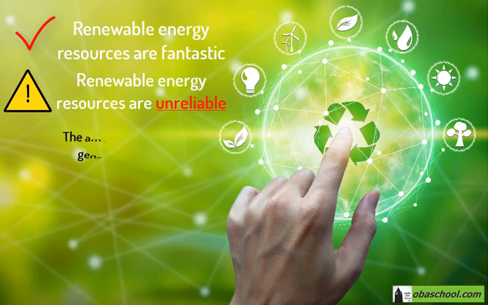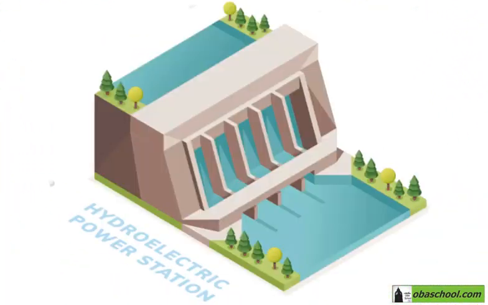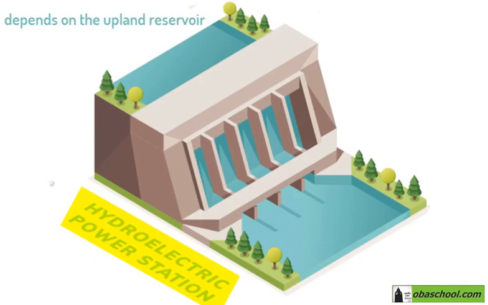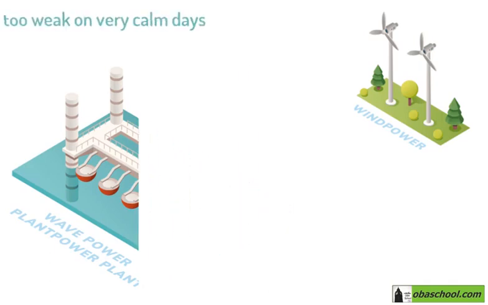Actually, the amount of electricity they generate depends on the conditions. For example, the hydroelectric renewable energy resource depends on the upland reservoir that could run dry. Regarding the wind or waves renewable energy resources, these resources are too weak on very calm days.